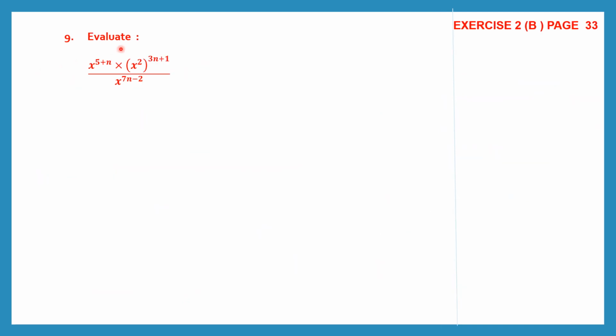Question 9, evaluate. So here we have x and again here also we have x raised to a power raised once again, and division by, again the base is x. So first let's simplify this. Here we have x raised to the power of 5 plus n into x to the power of, now we have 2 raised to the power once again of 3n plus 1. That means we can multiply the powers. So this will now become 2 into 3n plus 1. And this whole thing is divided by x to the power of 7n minus 2.